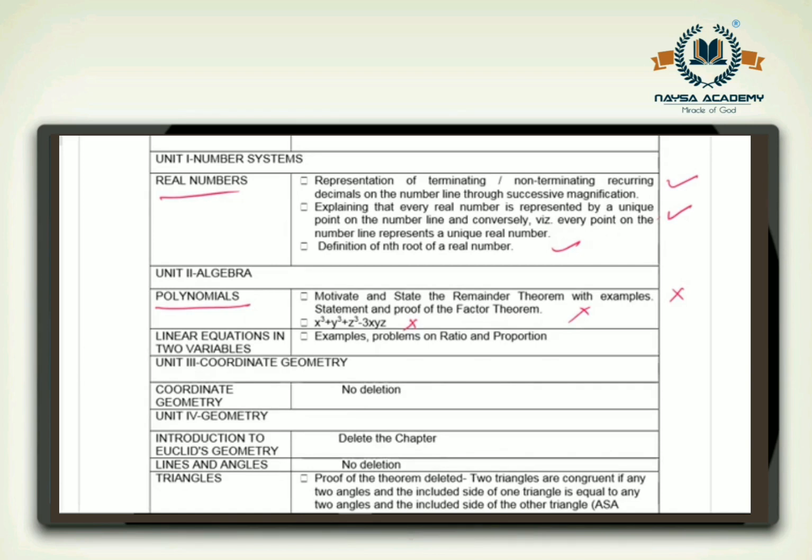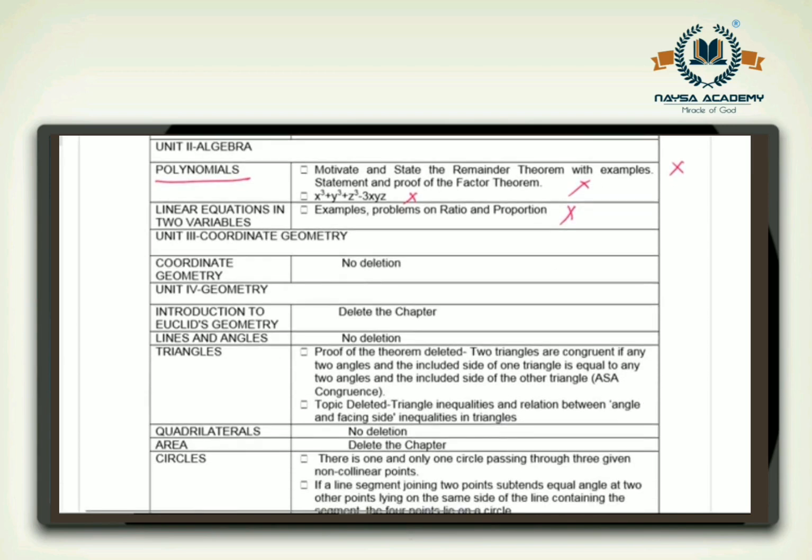Now linear equations in two variables. In linear equations in two variables, examples and problems on ratio and proportion are not there. So you can exclude this also. In coordinate geometry, you have to do the complete topic as there is no deduction.